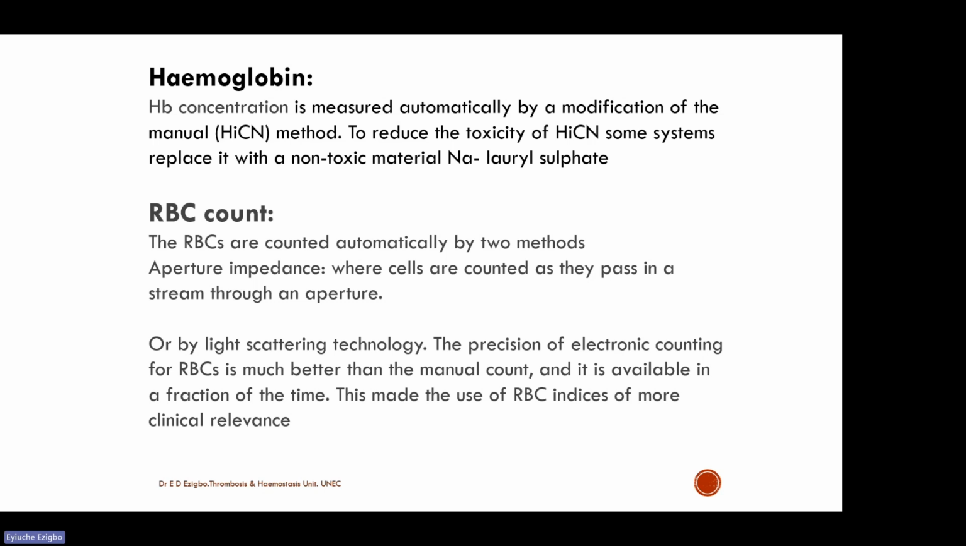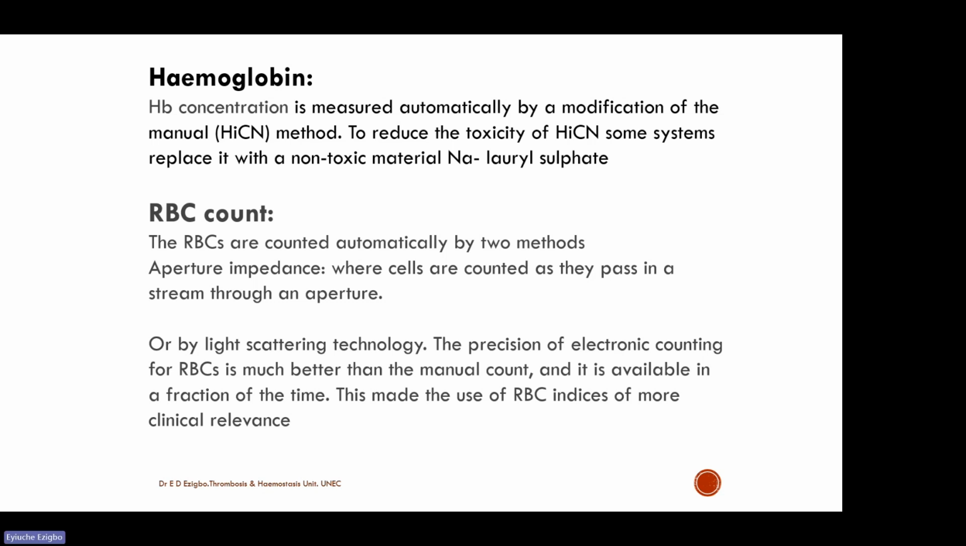But the same machines also estimate our hemoglobin using some of these principles. The hemoglobin concentration is measured automatically by a modification of the manual cyanmethemoglobin method, to reduce the toxicity of the cyanide. Some systems replace it with a non-toxic material, sodium lauryl sulfate. So all these principles we are talking about are for counting white blood cells. For the same machines to count our red blood cells, they use the cyanmethemoglobin method. Some of them use alternative ones that are non-toxic.